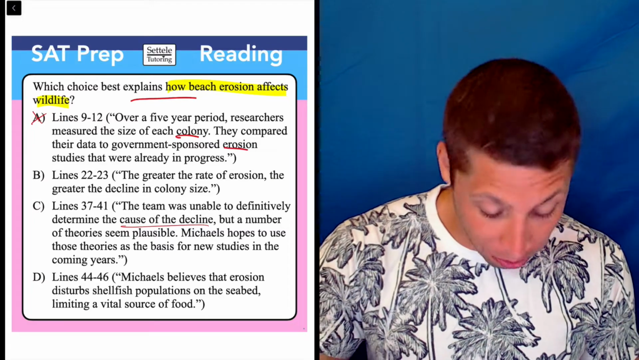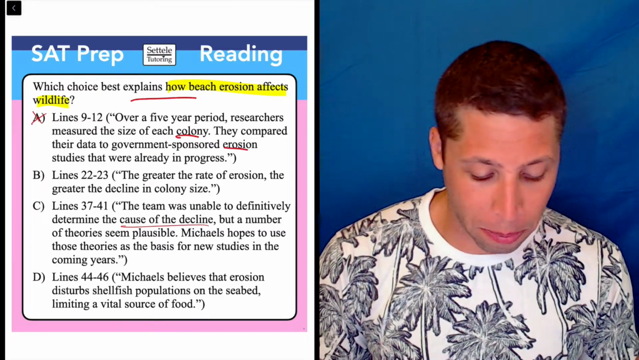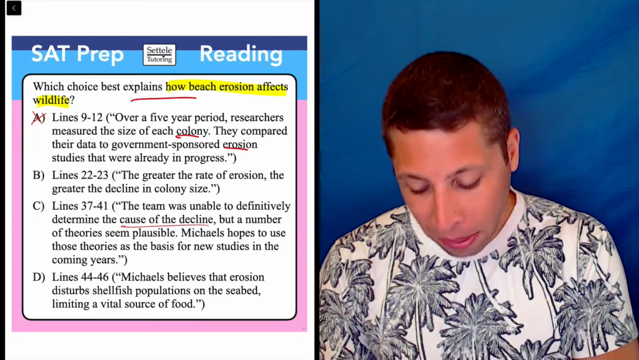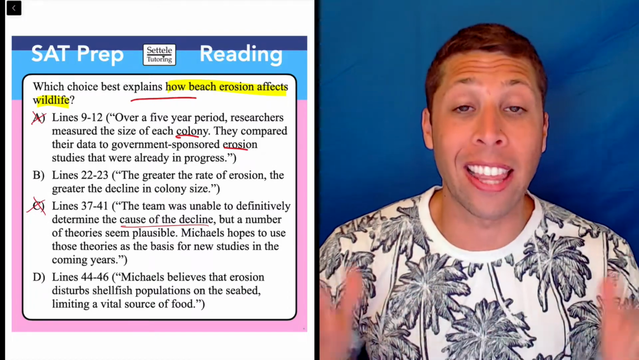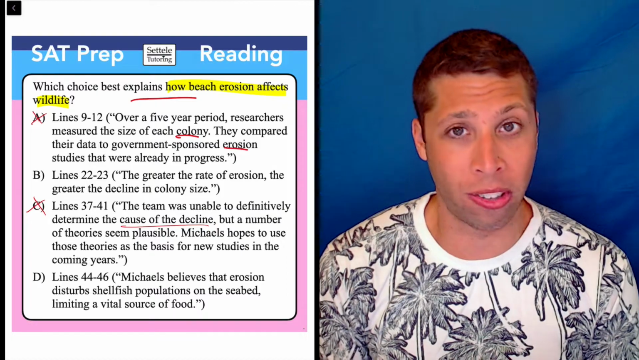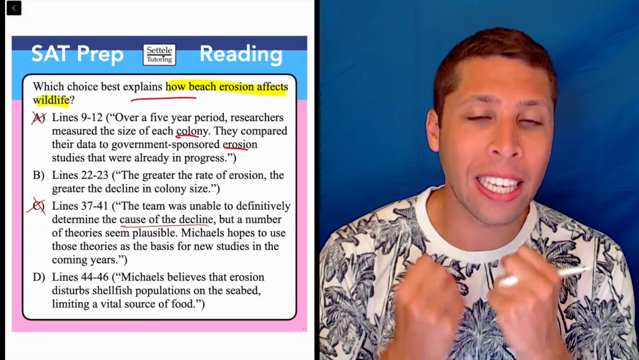So there are a number of theories. Michaels hopes to use those theories as the basis for new studies in the coming years, but this is all about like future stuff that could happen. It is not explaining anything in the moment, and that's what the question is asking. And that's really the key part of the question.